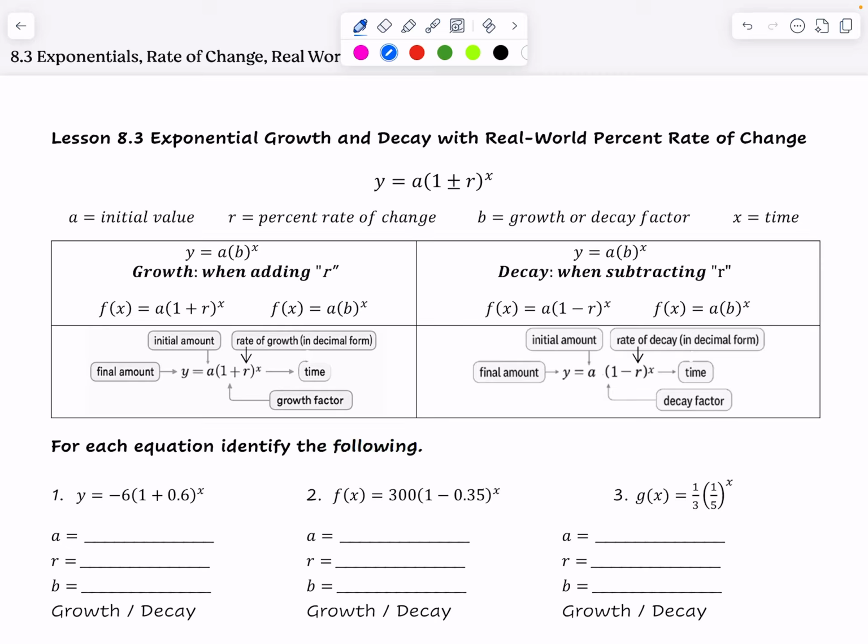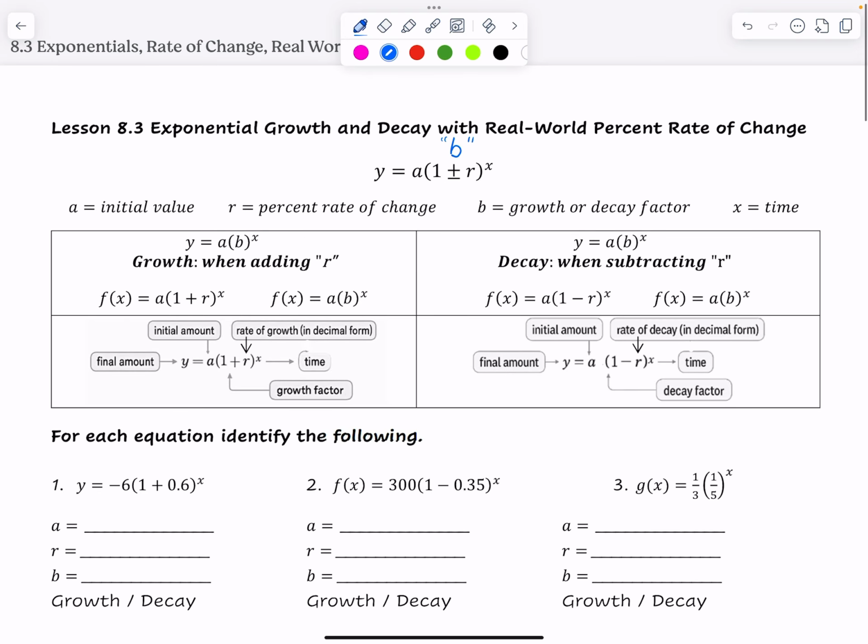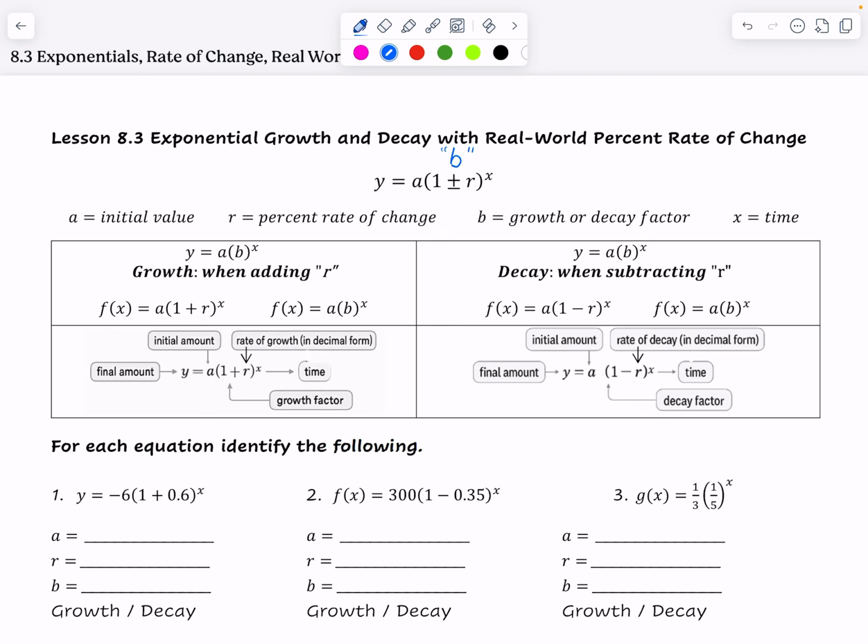Hey everyone, let's go ahead and look at lesson 8.3. We are talking about exponential growth and decay with some real world examples. We also want to make sure that we understand that the value of b, which is just beneath that variable x, can actually be written as two different values, which is the 1 value and the r value. 1 represents 100% and r represents any other percentage that they are adding or subtracting from that 100%.